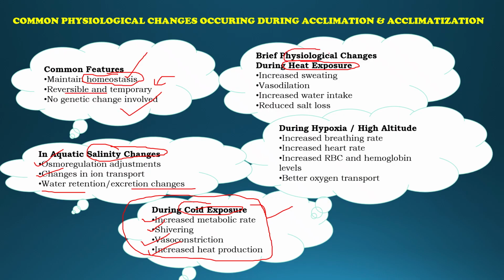If you talk about heat exposure, there is increased sweating or vasodilation, the opposite of cold conditions. During hypoxia, for example, there is increased RBC production and hemoglobin levels for better oxygen transport, altered breathing patterns, and increased heart rate. These are the physiological changes when a person is exposed to hypoxia or high altitude. So according to the change in the environment, acclimation and acclimatization will occur, and the physiological changes will be seen accordingly. If you know more such conditions, terminologies or phenomena which come under acclimation or acclimatization, please do post in the comment section.